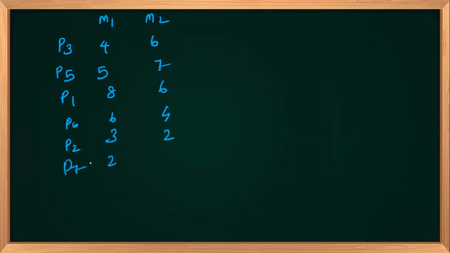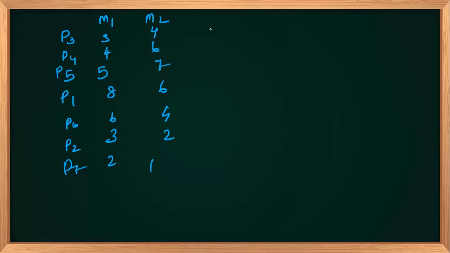Where is P4? Oh, P4 I missed. P4 is here. P4, this will be 6, 4 and 6. Oh, P3. Oh, sorry, a slight mistake happened. P3 will be 3 and 4. P4 will be 4 and 6. Okay. P7 will be 2 and 1.